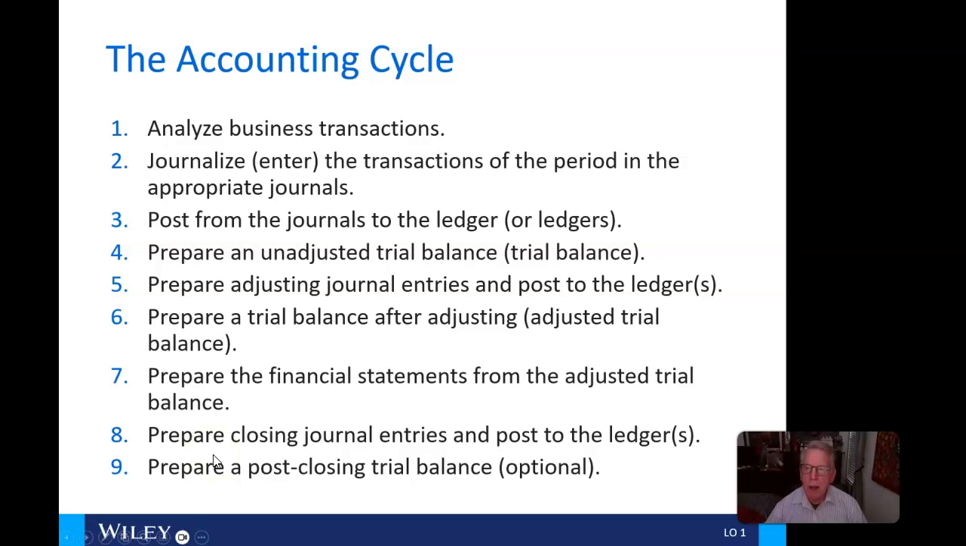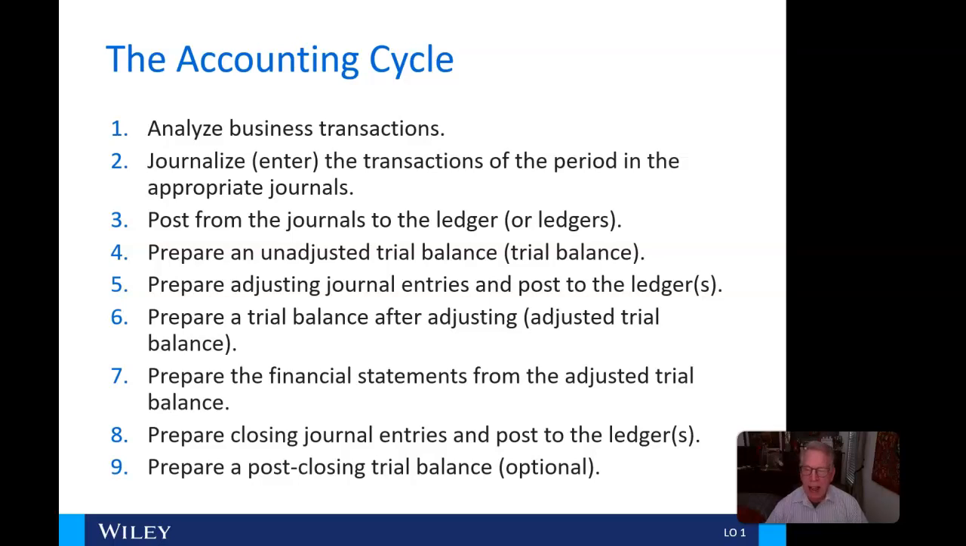We're going to look at the business transaction, journalize it into a journal entry, post it to the general ledger. From all those transactions, we will prepare an unadjusted trial balance. After making our adjusting entries, we will prepare an adjusted trial balance, and from those we will prepare the financial statements from the adjusted trial balance. Some people get confused in that the closing entries are done after the financial statements, because if we did the closing entries before, we would have zeroed out the income statement and we wouldn't have anything to report.